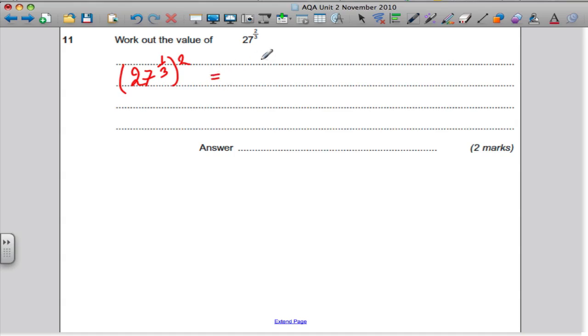Now 27 to the third means the cube root of 27, and you want to square that answer. Well, what is the cube root of 27? What number multiplies by itself 3 times to get 27? Well, the answer is 3. And then you square that, and you get 9 when you do that. So the answer for question 11 is 9.